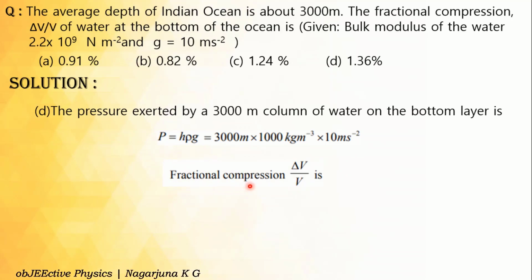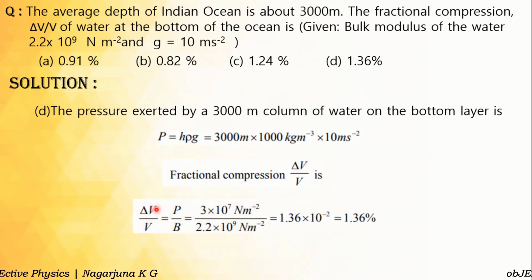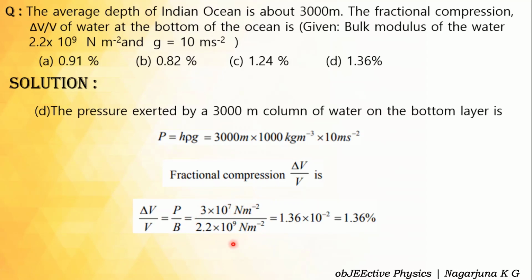We know that fractional compression delta V by V is equal to P divided by capital B according to the bulk modulus definition. That is equal to 3000 into 1000 into 10, that is 3 into 10 power 7 Newton per meter square, divided by 2.2 into 10 power 9 Newton per meter square, that is equal to 1.36 into 10 power minus 2.